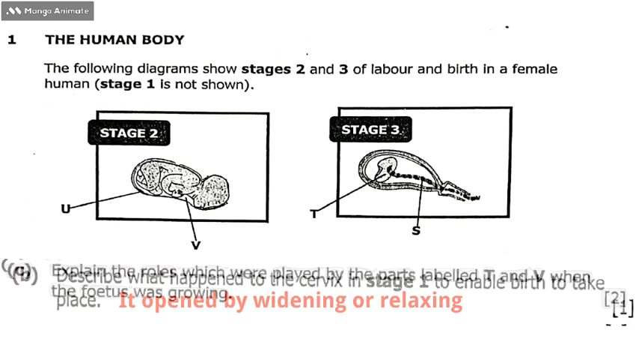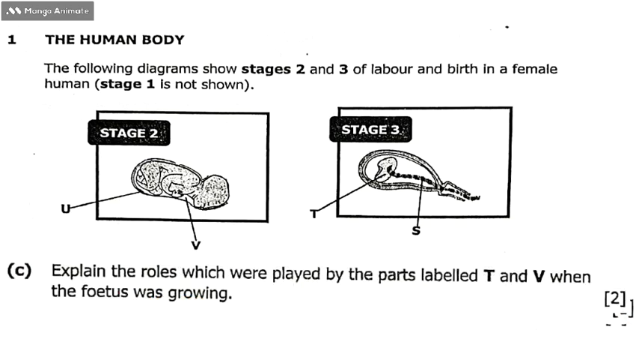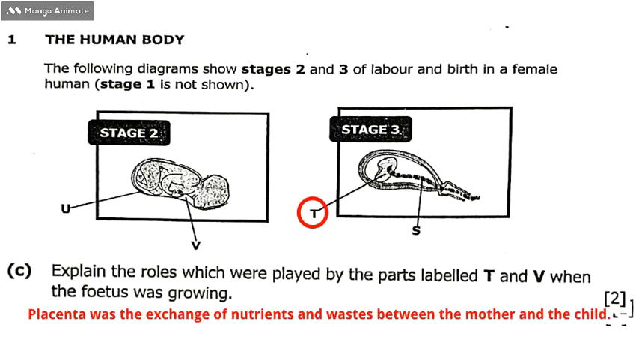Okay, we go to question number 1C, which is explain the roles which were played by the parts labeled T and V when the fetus was growing. Okay, so let's start with T. Where is T? It's there. So the placenta. So the placenta was the exchange place of nutrients and waste. The exchange was happening between the mother and the fetus.